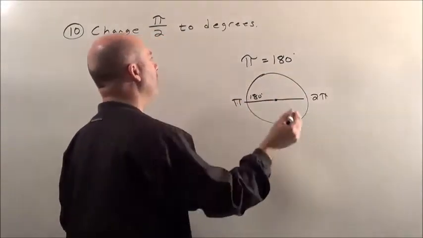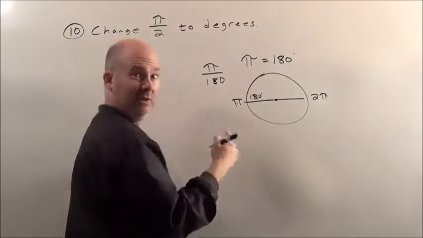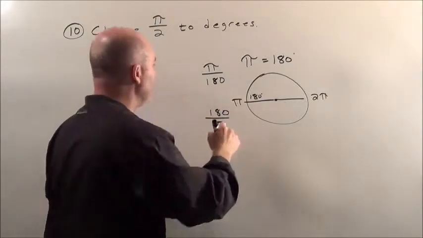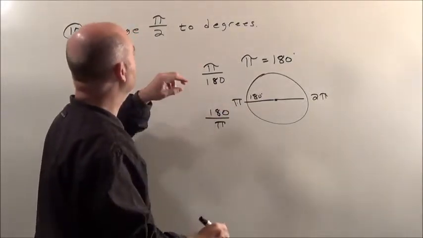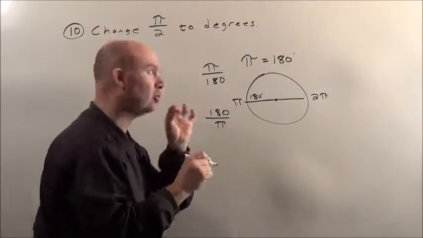Since they're equal to one another, we're always going to either use the fraction pi over 180, because top and bottom are equal to one another, or multiply by 180 over pi. Again, they're the same, so both of these are worth 1. So we want to change the pi over 2 to degrees. We want to get the answer to be degrees.